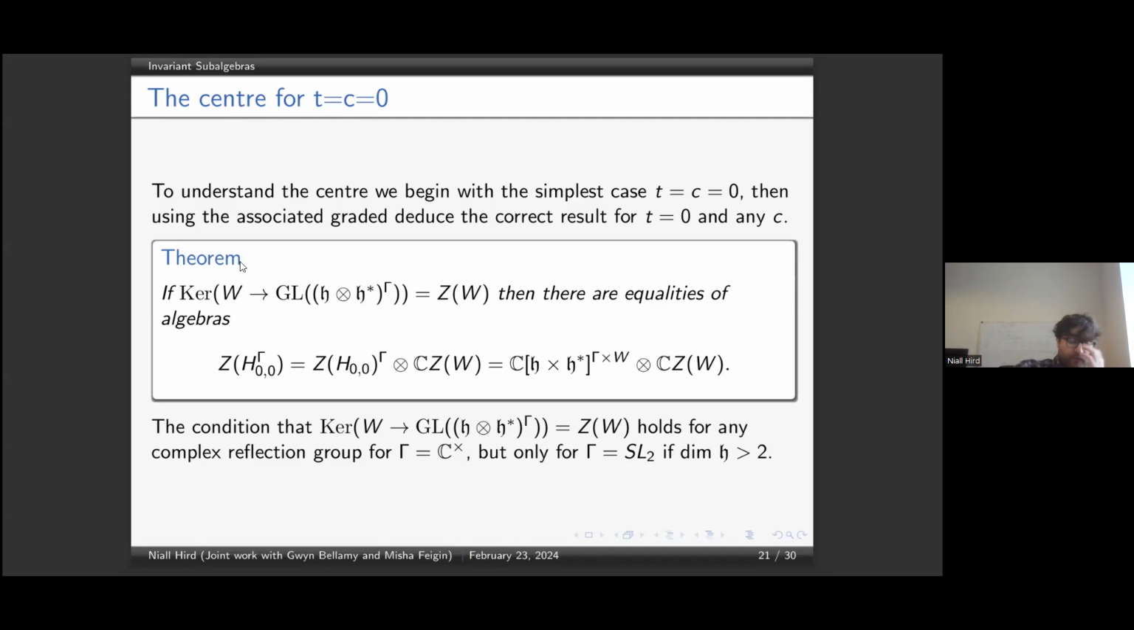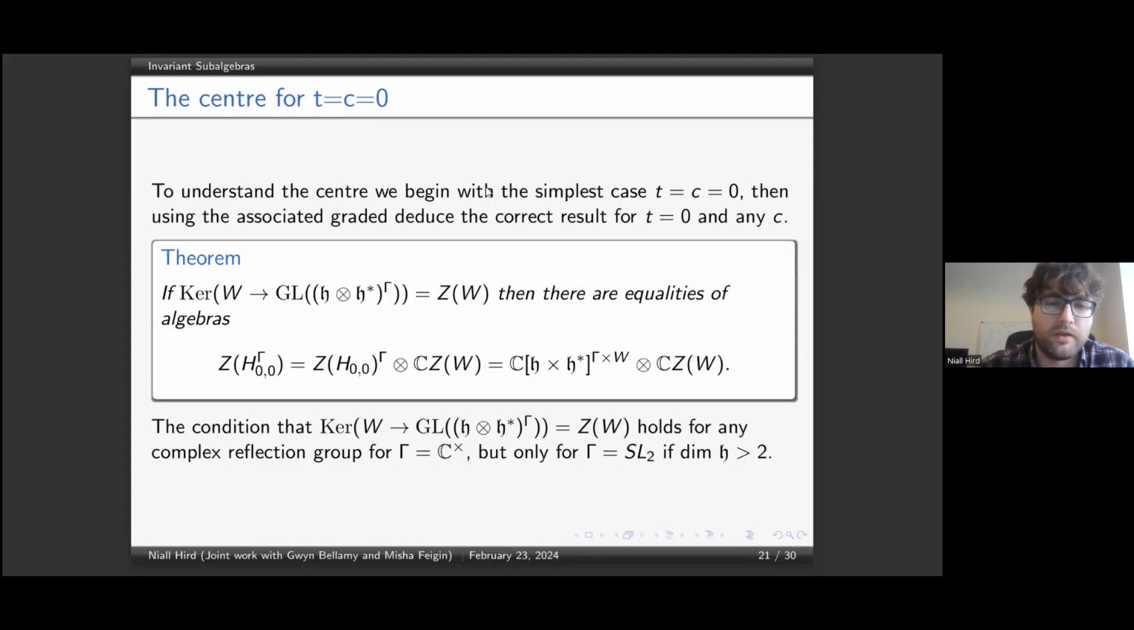So this W into GL of here, just to explain that a bit, all that means is W has an action on H, it has an induced action on H dual, so I can think of W acting on H tensor H dual, that's all.